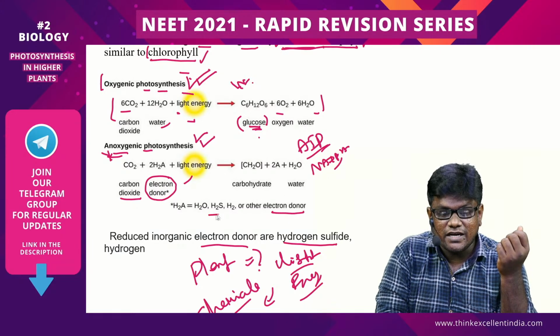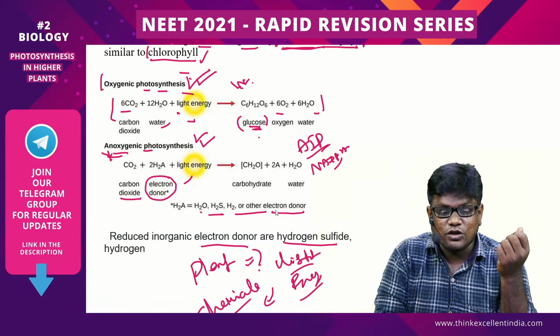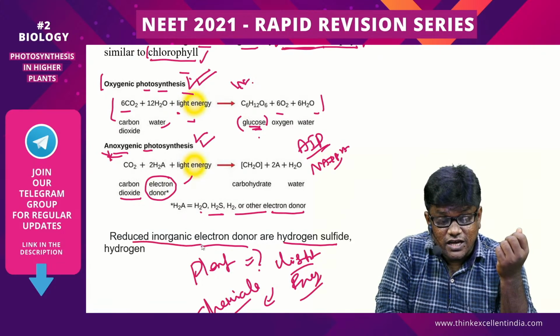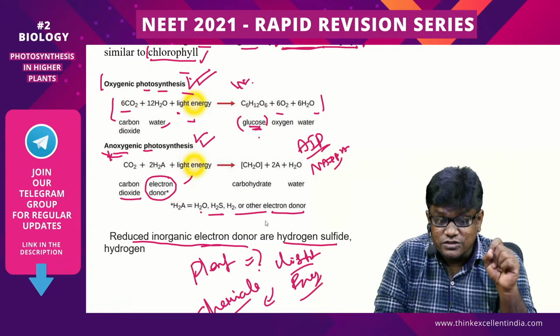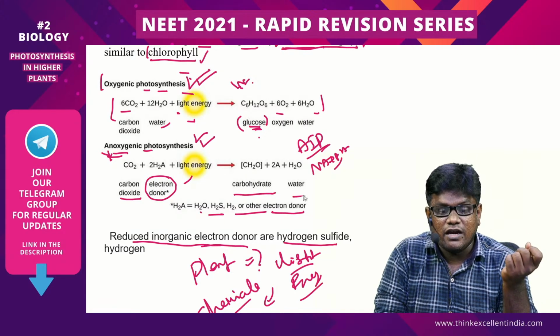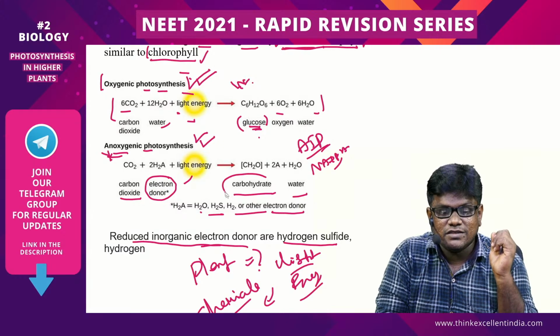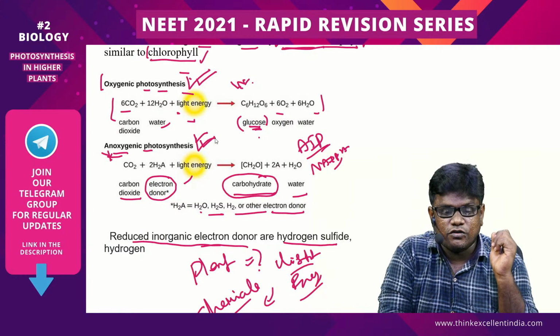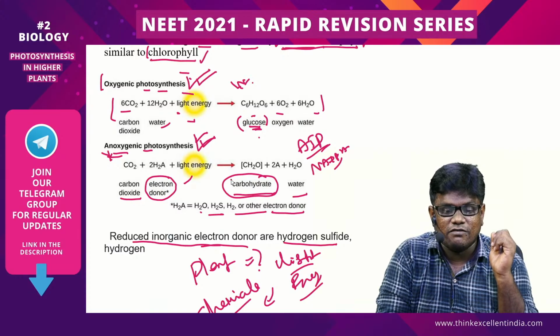Here you can see hydrogen sulfide, and these are all electron donors. They are reduced inorganic electron donors. That is very important. They reduce it and they can use it. And carbohydrate is also produced out of it, and water will be produced. The ultimate aim is carbohydrate when you do photosynthesis. Here the glucose will be created, carbohydrate will be created. And this is anoxygenic photosynthesis.